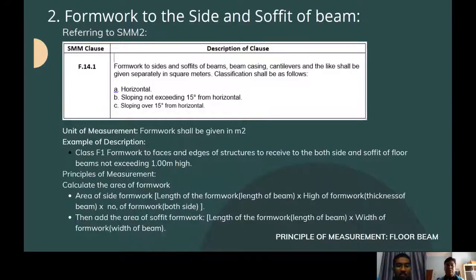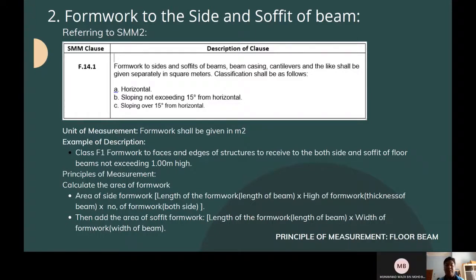So next is the formwork to the side and soffit of beam. The difference is that at the floor beam we have the soffit, which is class F14.1. The measurement of the formwork is m2, meter square. The example of description is class F1 formwork to face and edges of the structure, to both sides and also soffit of the floor beam, not exceeding 1 meter high.